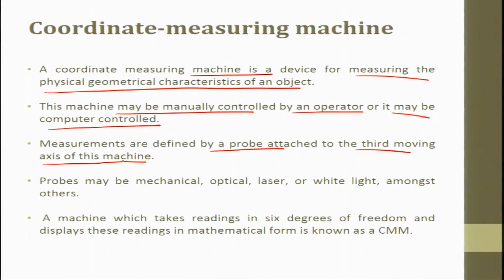Measurements are defined by a probe attached to the third moving axis of this machine. The 3 axes are x axis, y axis and z axis. In the z axis the third moving probe is attached, so that helps us to record the data. Probes may be mechanical, optical, laser, white light and many such. Optical is light, you know, laser, white light, all those things.